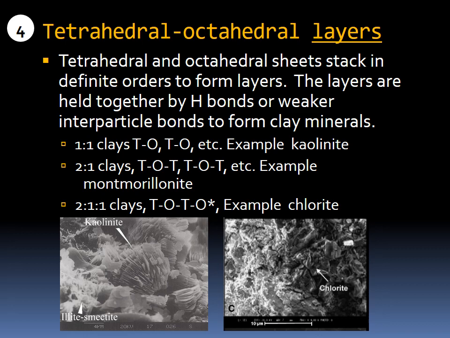And then you have another TO, which is another layer, and another TO, which is another layer. And all of these layers form kaolinite. If you look at montmorillonite, which is the same as smectite, basically the same type, the same name, okay? You would find that it is considered a 2-to-1 clay.